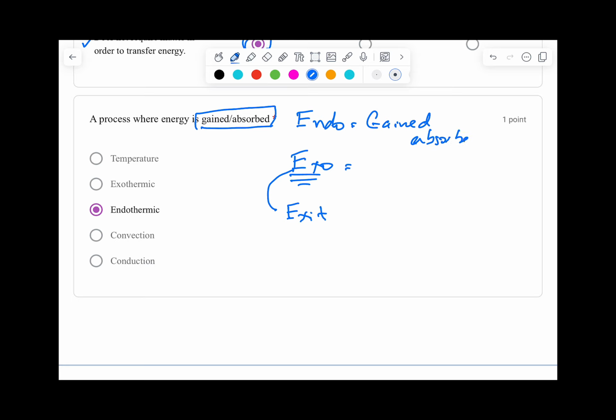Part of the challenge of this unit is that you have to have a really good, strong grip on the vocabulary. And like I said, that's one of the things that you'll be doing to prepare for the retake. So again, you should have chosen endothermic because endothermic means something is gaining or absorbing energy.